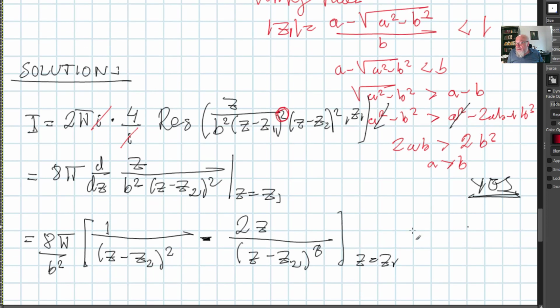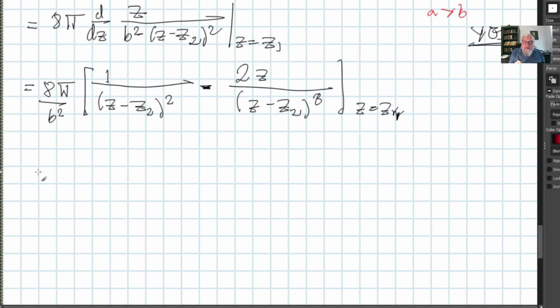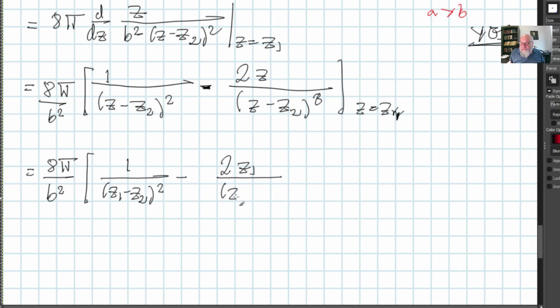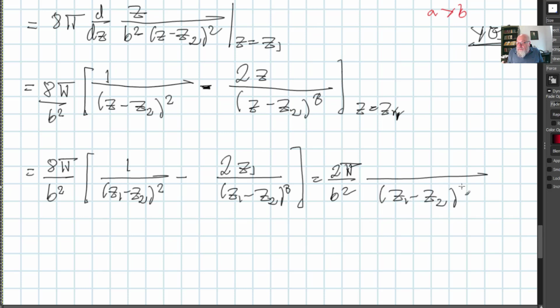which can be simplified. Now let's do the simplification. 8 pi b squared, and here we are getting z1 minus z2 squared times 1, and this is minus 2z1, and that one is z1 minus z2 cubed. I want to simplify it more. I will put it like this. This is 2 pi b squared. Put everything over a common denominator, z1 minus z2 cubed, and then you have z1 minus z2, and this is minus 2z1. Very good.